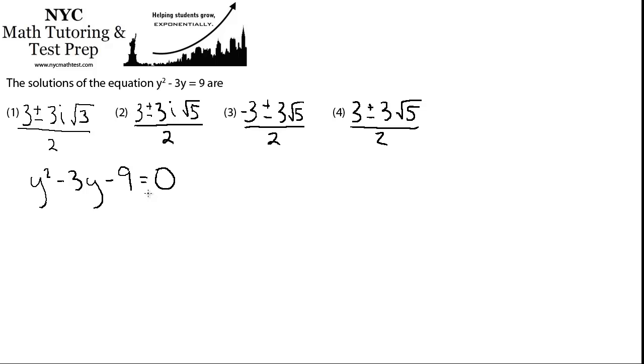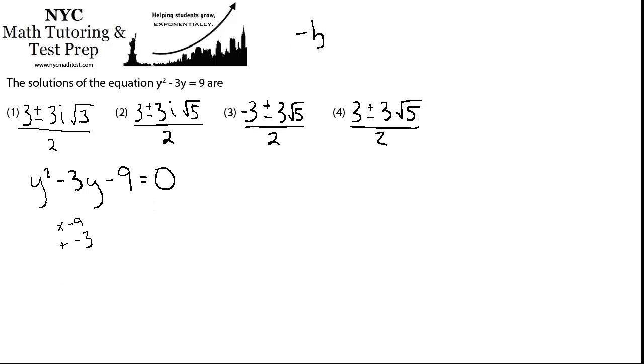And then in a normal factoring problem, we'd say, okay, what multiplies to negative 9 and adds to negative 3? But unfortunately, there isn't anything. Nothing comes to mind. So we have to think of some other method. And typically in this situation, we would go to the quadratic equation. So let's just jot down the quadratic equation up here.